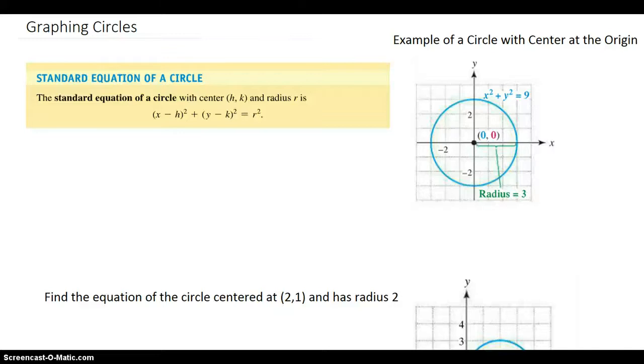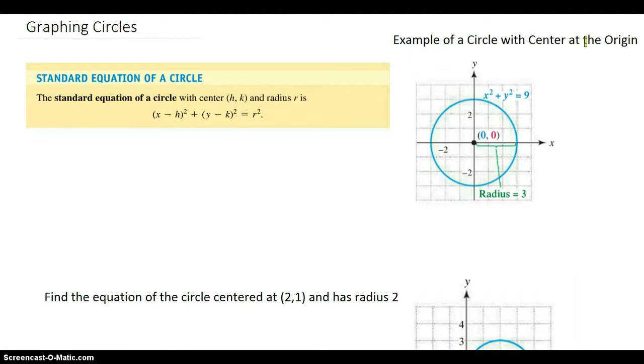In this video, we're going to learn how to graph circles. So I start off with the definition of the standard equation of a circle. And here it is in a box with the center (h, k) and the radius r. It's given by this formula.